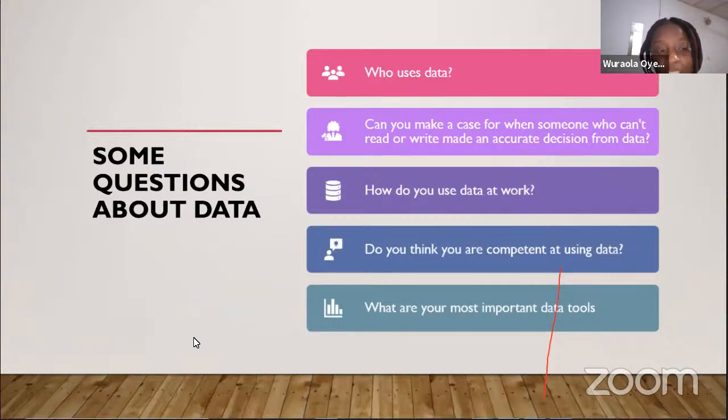Cool. So the next question is, do you think you are competent at using data to make decisions? Let's do it like this. Let's make this a score between 0 and 5. So 0 is you do not have any competence at all. 5 is you do think you're competent at data. So let's use that scale. Please, you can answer that in the chat window. Do you think you're competent at using data? Let's grade it between 0 and 5.